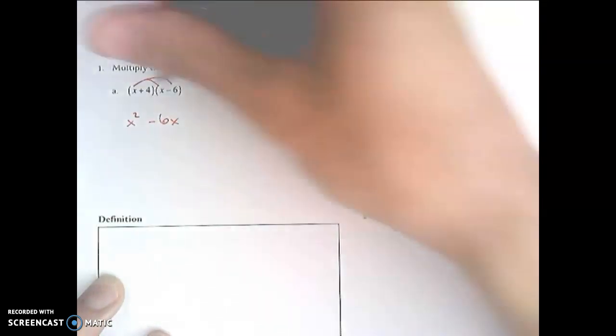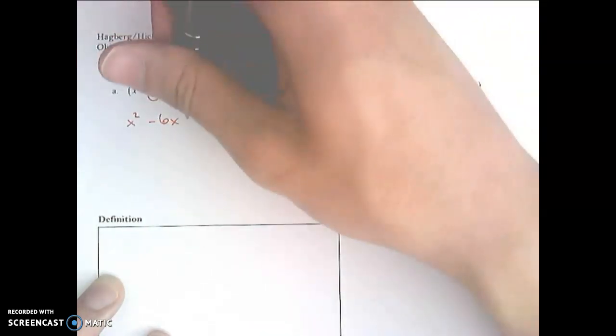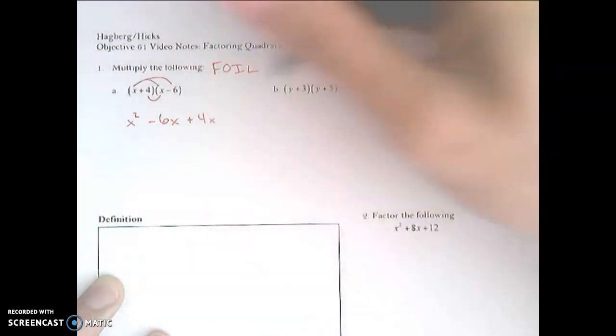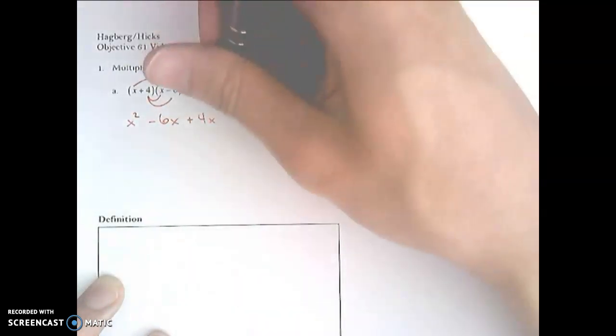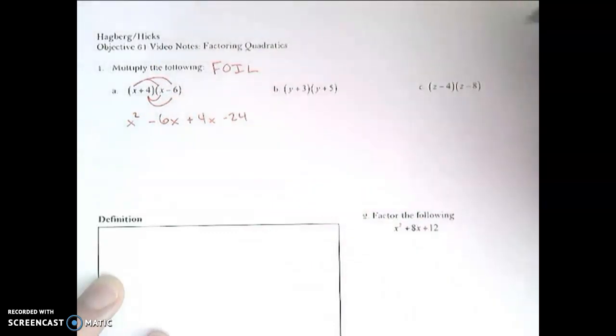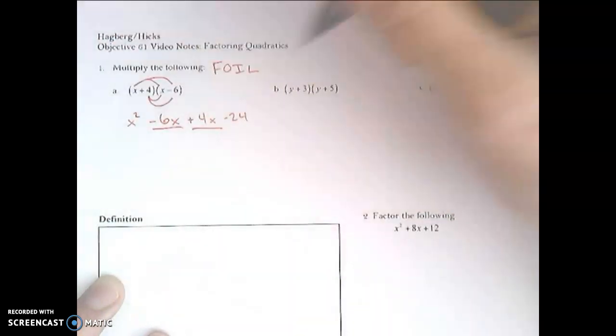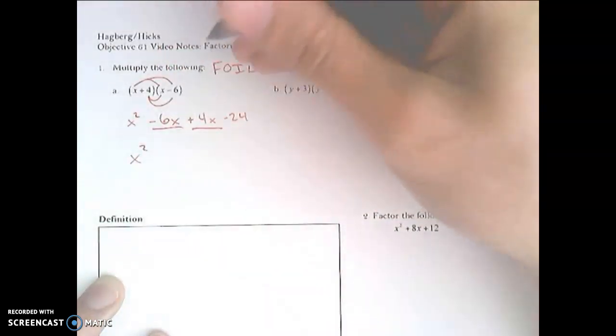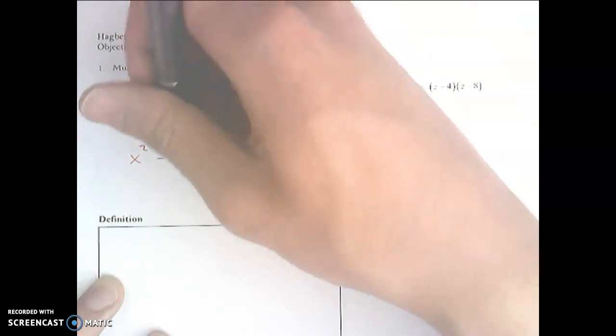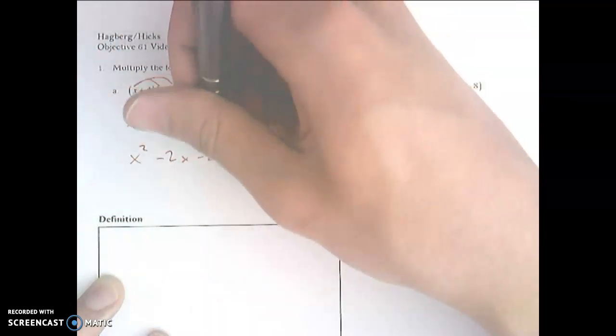We do the inner terms, so 4 times x gives us a positive 4x. And then last, we have positive 4 times negative 6 gives us a negative 24. We combine like terms. I see some like terms here, so we have x squared, a negative 6x plus a positive 4x gives us a negative 2x, minus 24.